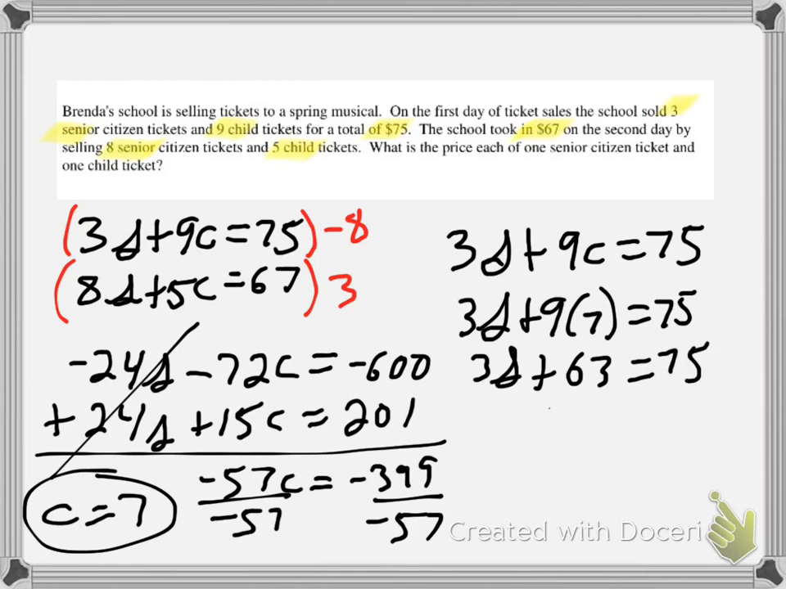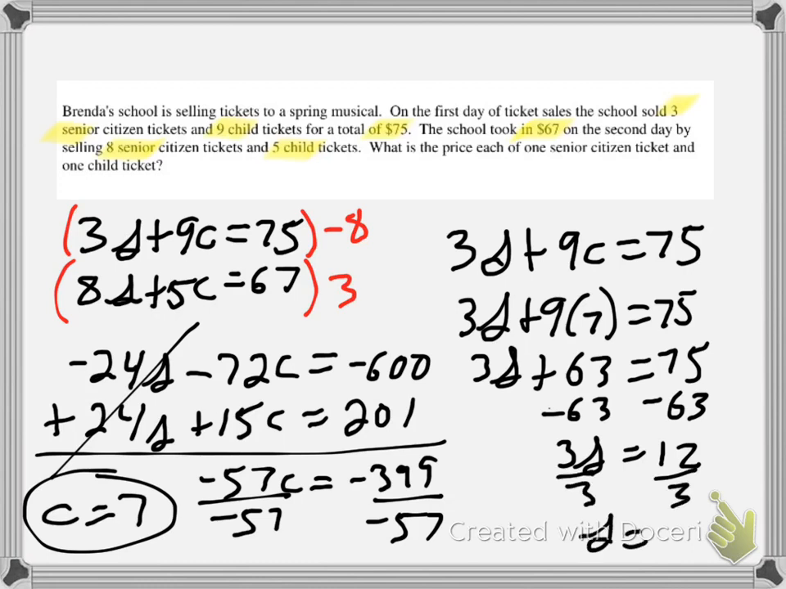75. I'm going to have to minus 63 from both sides. So I get 3s equals 75 minus 63, which gives me 12. If I divide by 3, I get s is equal to 4. So in this one, my senior tickets are $4, whereas my child tickets are $7. So hopefully if you tried those on your own, you were able to go through and find them. Again, this is just one type of word problem where the equations are basically set up in standard form. We'll look at the substitution word problems tomorrow.